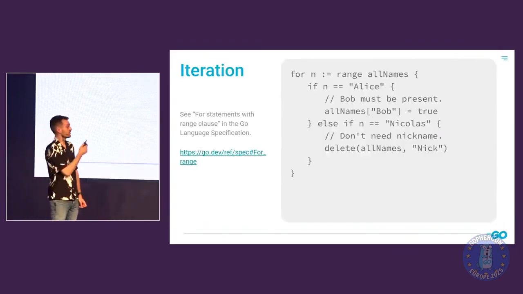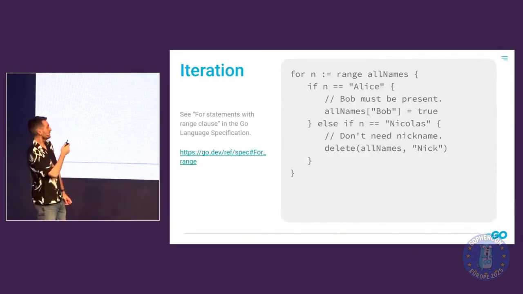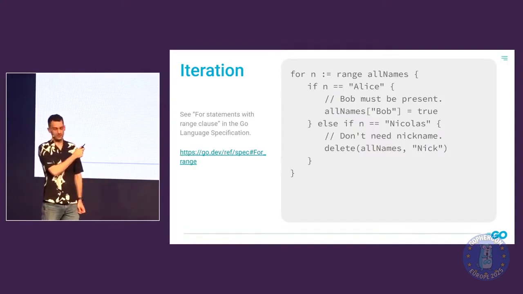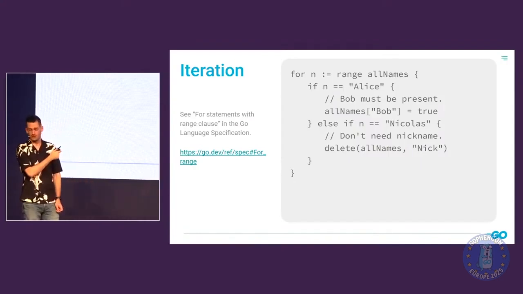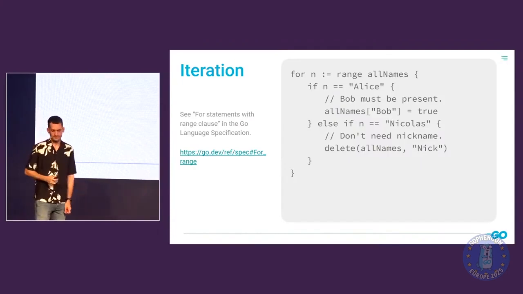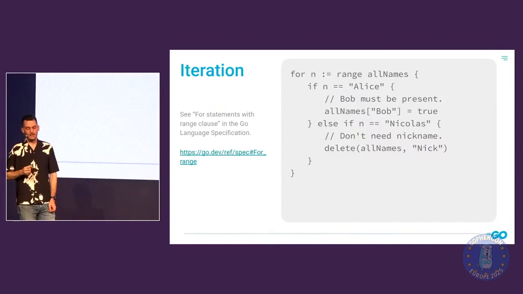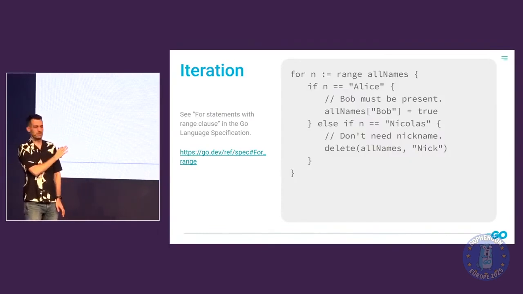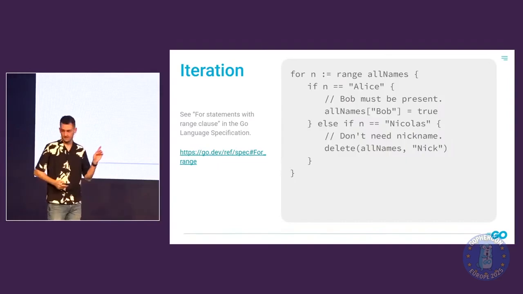But what happens if we do something like this? Here we're iterating over our map, but occasionally we decide we want to insert additional entries, or occasionally we decide we want to delete an entry during our iteration. Now, many languages don't allow this at all. It's simply forbidden in a map type to do any mutations to the map during iteration. But Go does allow this.